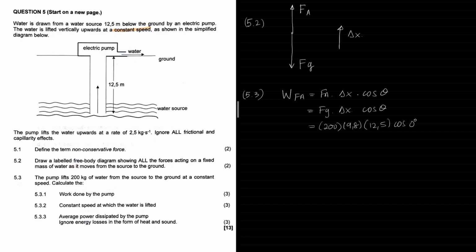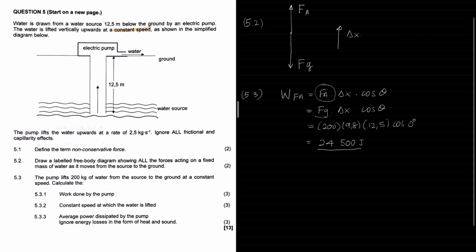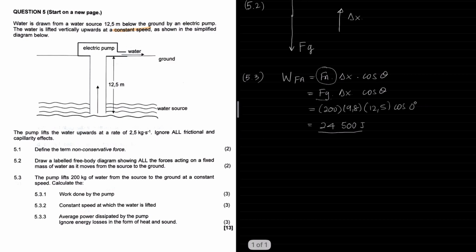It's important because even though we are substituting Fg, we are still referencing Fa. Fa is still the force that we are interested in. Fa points upward, delta x points upward, and so the theta value is going to be 0 degrees. So we put that into our calculator and we get an answer of 24,500 joules. So that's the work done by the pump. Let's move on. Next question, 5.3.2.